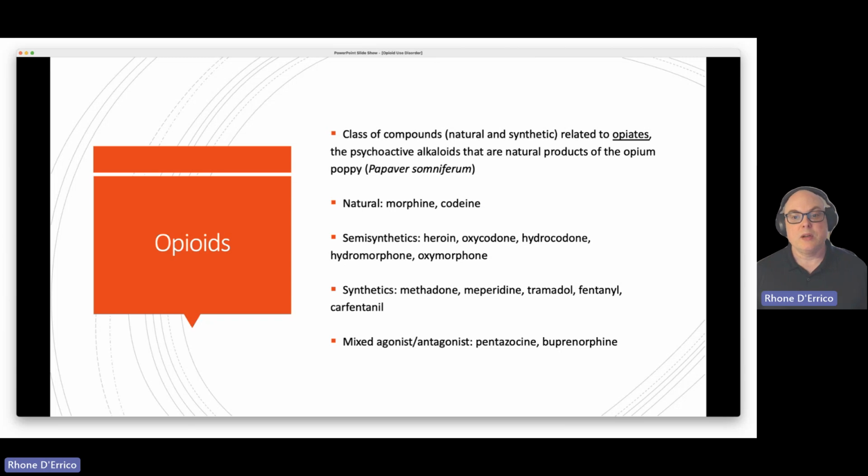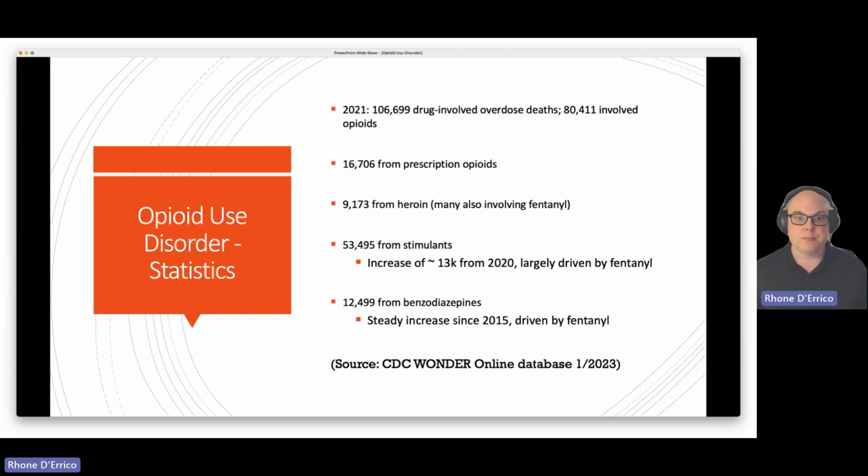These include methadone, meperidine, tramadol, fentanyl, and carfentanil. Obviously, some of those names should jump out to you. We're very familiar with those. We also, when we're talking about opioids, have what we call mixed agonist-antagonists. These are chemicals that both activate and block opioid receptors at the same time. These include pentazocine and especially another name that should jump out at us, buprenorphine, which we'll be talking about in a bit. So let's just go through some statistics just to get an idea of how important this situation is.